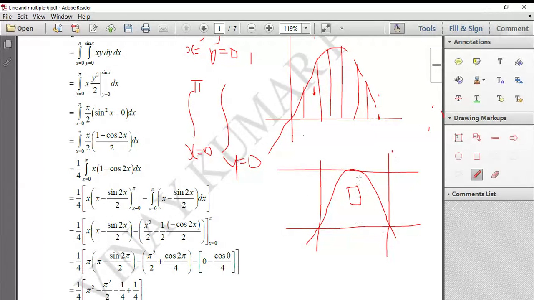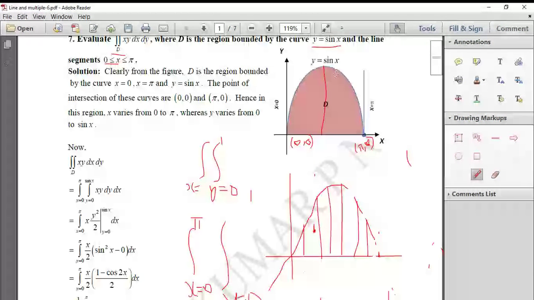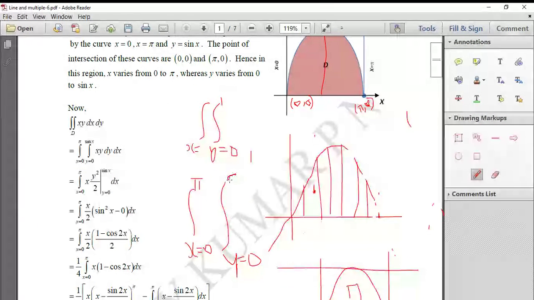And what about this? See, I said you have to consider and you have to go up to the boundary of this, right? And you note that any point on the boundary of this graph satisfies y is equal to sin x. So your limit will be y is equal to sin x. Y varies from 0 to sin x.